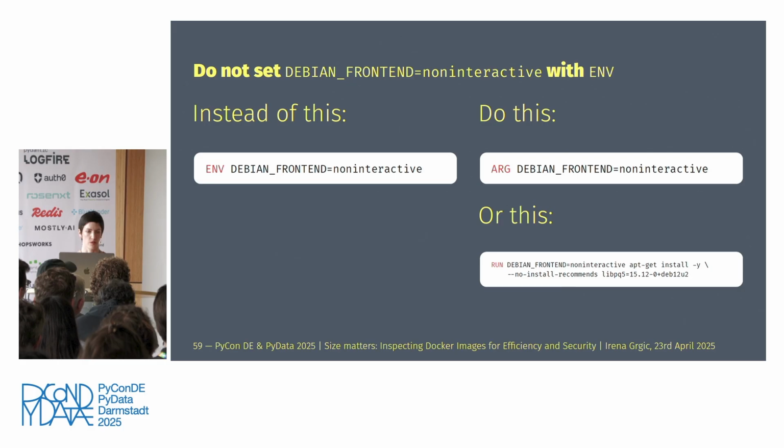And if you set this as an environment variable, it will persist in your container, which means when you run the container somewhere, it will change the behavior for the user, whoever the user is. So essentially it's something that's needed only during Docker build. You can either set it as an argument, which persists only during the build, or you can set it for a particular run instruction, as you see at the bottom.